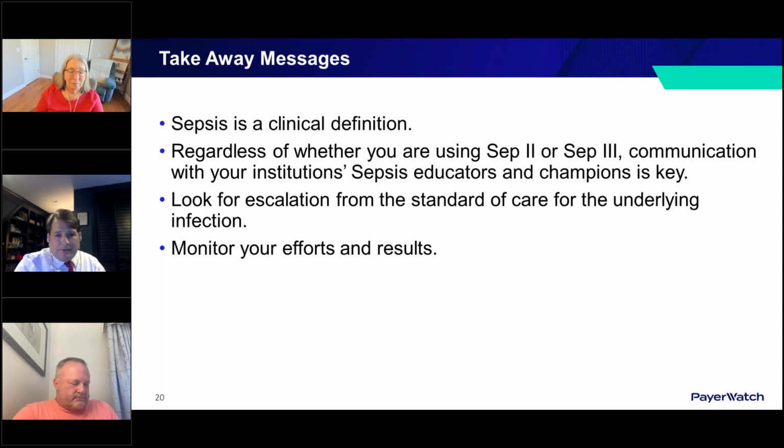And regardless of whether you're using Sepsis 2 or Sepsis 3, communication with your sepsis educators, with your clinicians, and with your champions is key, or you're very likely falling all over yourselves trying to enforce a definition that your documentation folks are using that your clinicians are not. And then certainly, in looking for validation of sepsis beyond some of these scores, is just escalation from the standard of care for that underlying infection. And then what UNC is currently doing is trying to monitor our efforts and results so that we can better address some of these challenges moving forward.